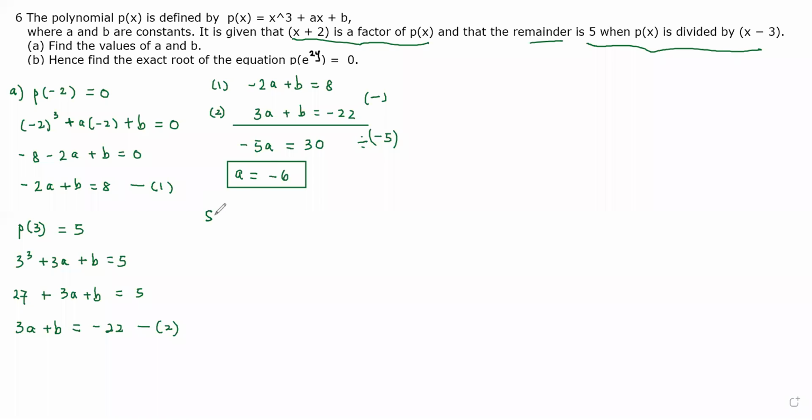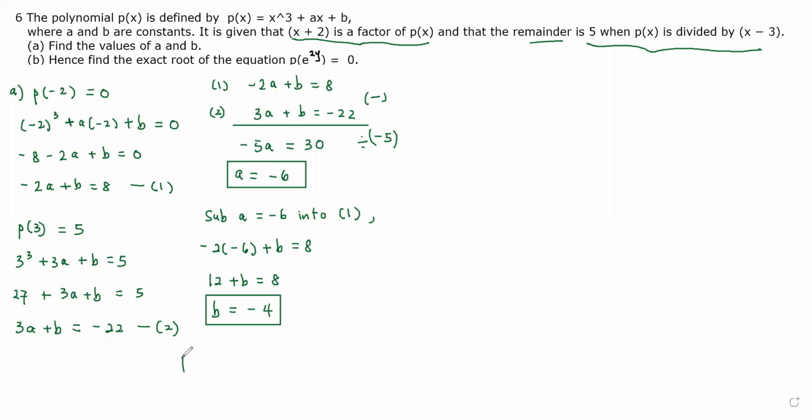To find the value of b, we substitute a equals negative 6 into either equation number 1 or equation number 2. Just substituting into equation number 1, you have negative 2 times negative 6 plus b equals 8. 12 plus b is 8, and b is negative 4. We have the values of a and b. Then p of x can be written as x cubed minus 6x minus 4. That gives us p of x.